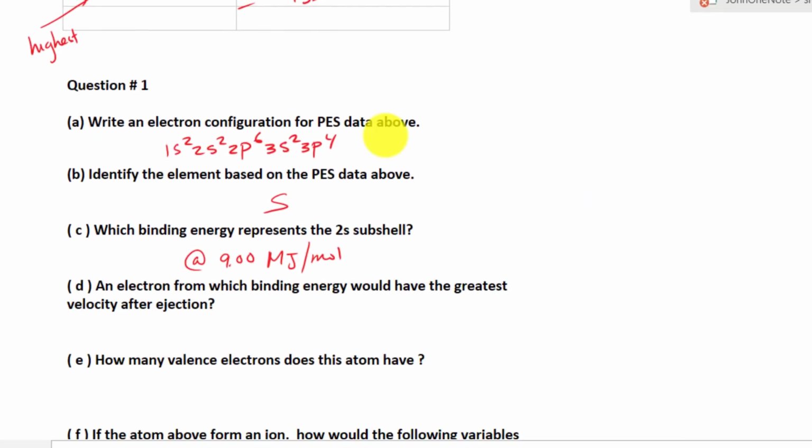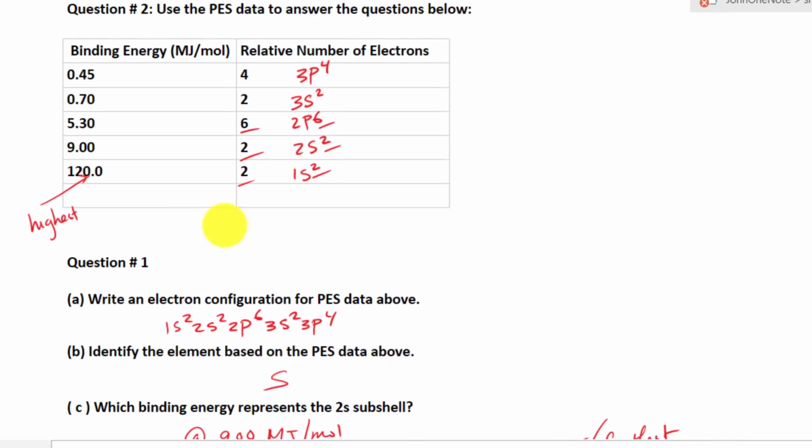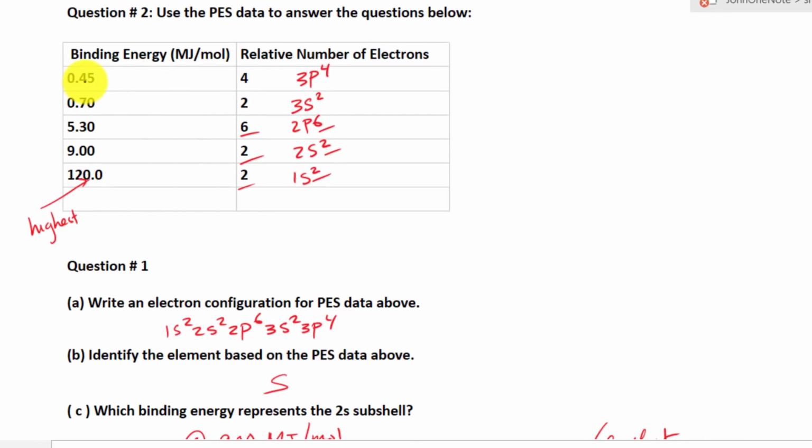Then, an electron from which binding energy would have the greatest velocity after ejection? This is talking about the last electron, the one which is the furthest away. In this case, it's going to be at 0.45.